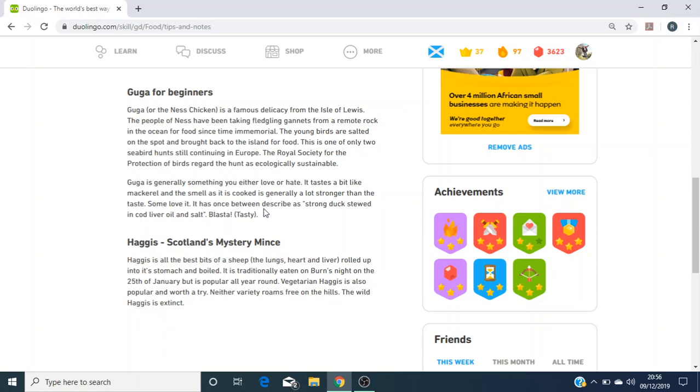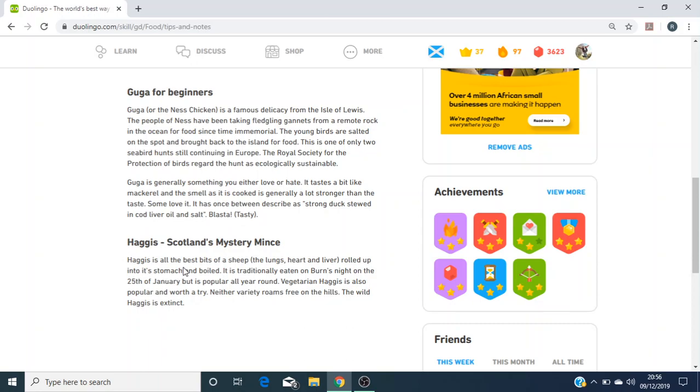It has once been described as... That's an unusual way of writing that. I think it's once been described as strong duck stewed in cod liver oil and salt. Blast, that's tasty. And haggis, our other national dish.